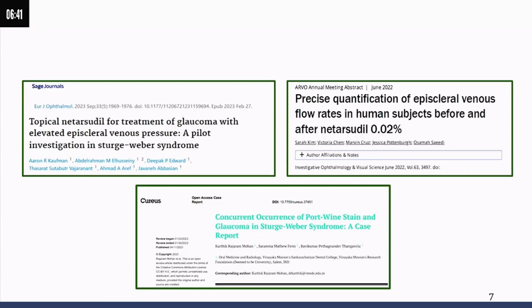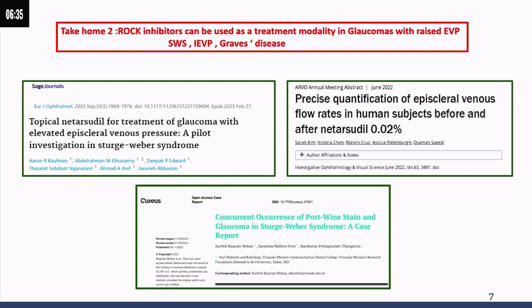So it is effective in those glaucomas where episcleral venous pressure is an issue. So the take home two is ROCK inhibitors can be used as a treatment modality in glaucomas with raised episcleral venous pressure. For example, Sturge-Weber syndrome, idiopathic raised episcleral venous pressure, and Graves' disease.